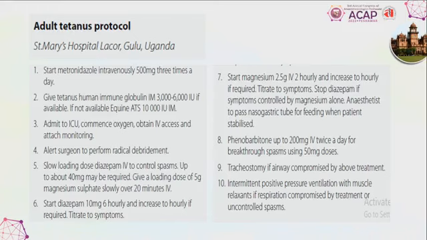Slow loading of diazepam: start diazepam 10 milligrams 6 hourly, increase to hourly if required, titrate to symptoms. Start magnesium sulfate. This is the first thing that should be done alongside. Magnesium sulfate can depress the heart, so you should be very careful, give it slowly as recommended in books. Phenobarbitone is another drug, and sometimes tracheostomy is required. If the patient is on a ventilator for a prolonged period, tracheostomy is required to wean smoothly and easily from the ventilator.